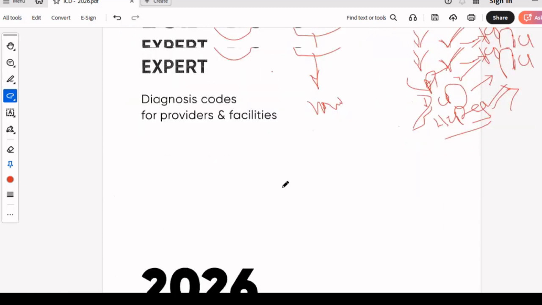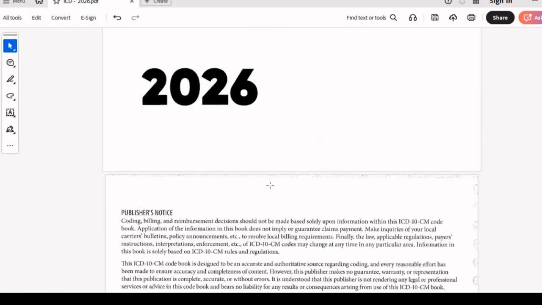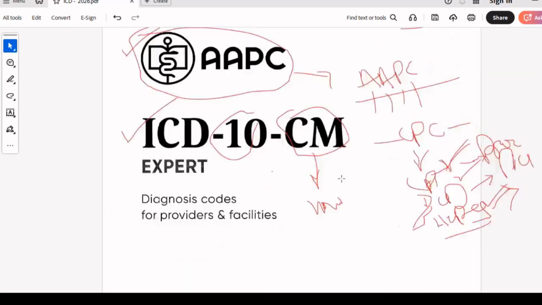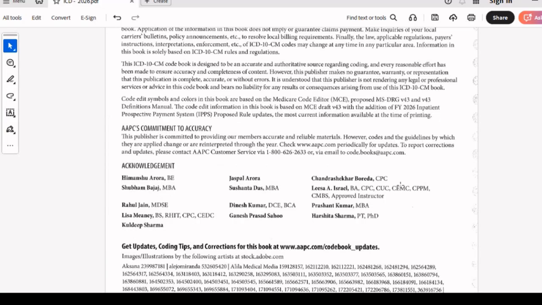Coming to this manual, you guys are not going to get this manual. If you want, I will also provide it, but you cannot handle this book on mobile phones or laptops, right? Because it contains 1456 pages. How many? 1456 pages this book contains.